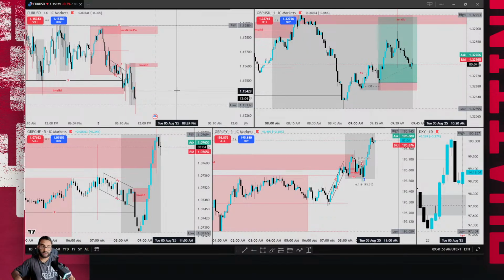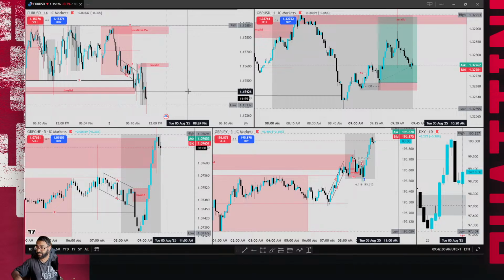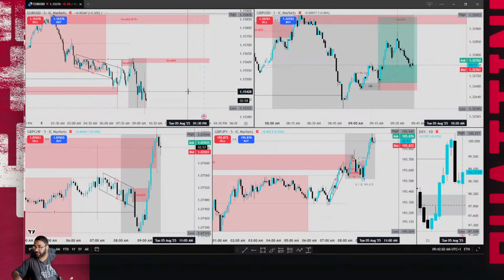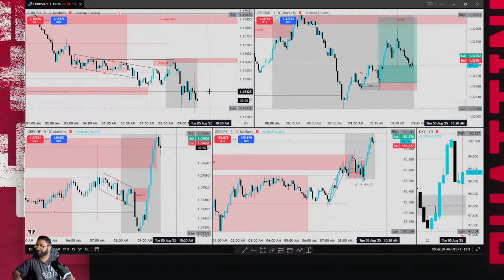We've got a rate cut decision on Thursday for GBP, so it makes sense to see a bit more GU weakness or whatever you want to call it in the market.